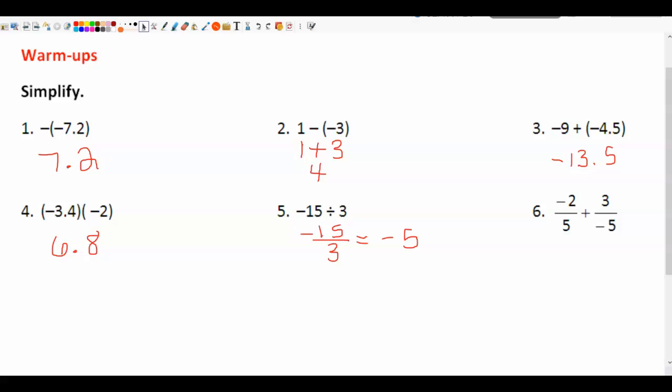And in 6, these are like fractions because they have a common denominator. That negative can be thought of as on top or bottom. So that negative 5 can become a negative 3. If you have the same denominator, you add the numerators. So negative 2 plus negative 3 is negative 5. And negative 5 over 5 is the same as negative 1.